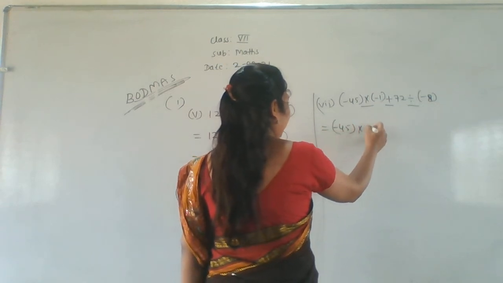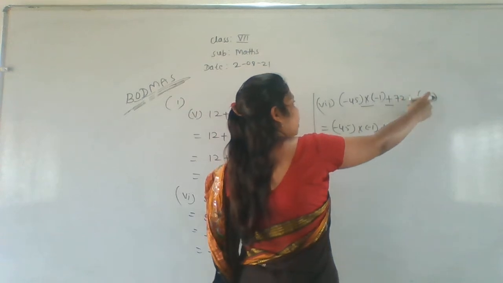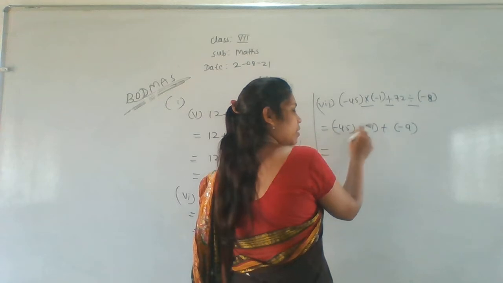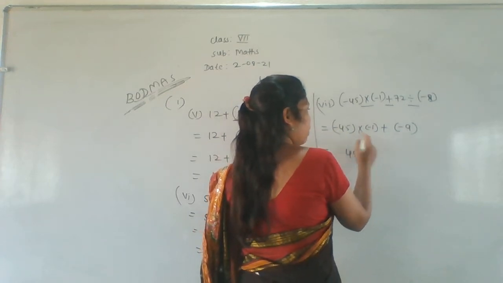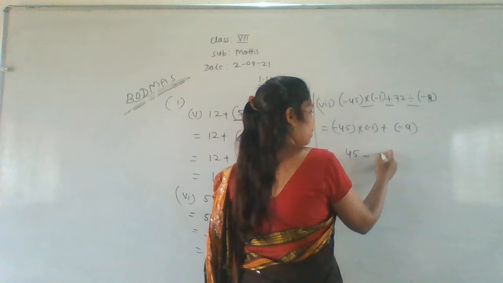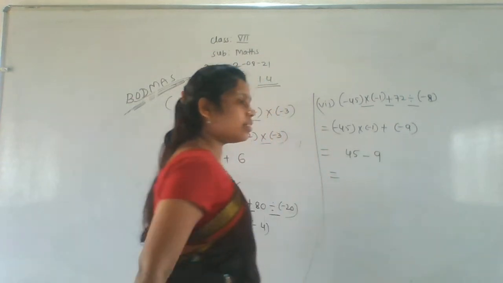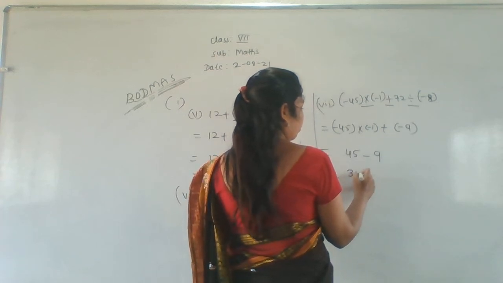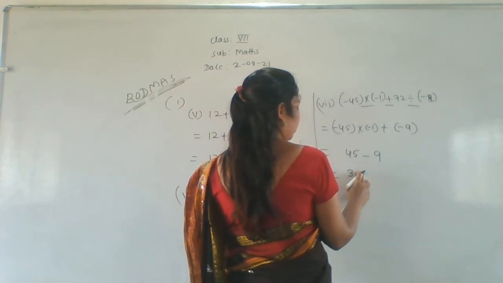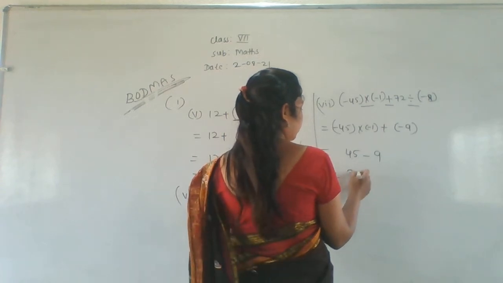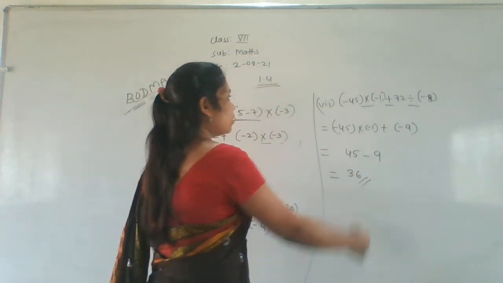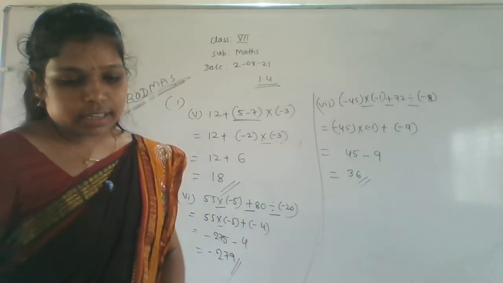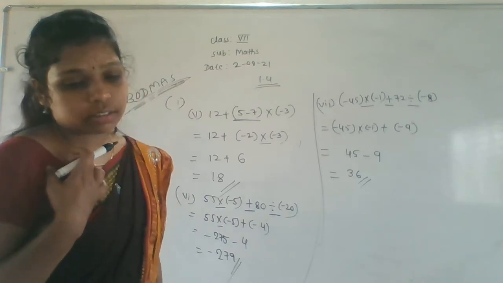Minus 45 into minus 1 plus 72 divided by minus 8 is minus 9. Now after that multiplication, minus into minus is plus, 45 into 1 is 45, plus into minus is minus 9. So 45 minus 9 is 36. So what is the answer here? 36 is the answer. Okay, and the last problem of this.